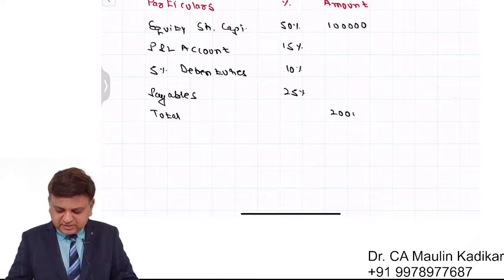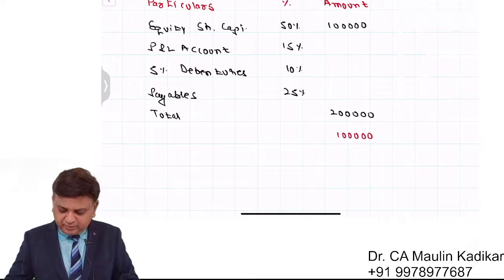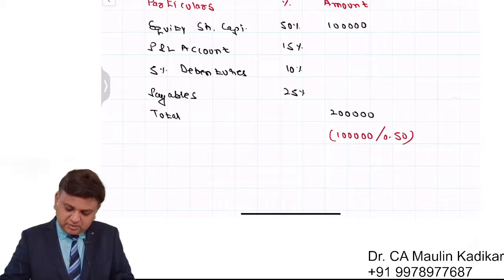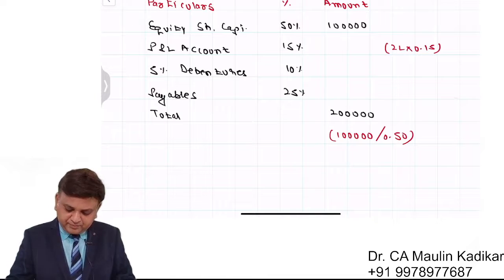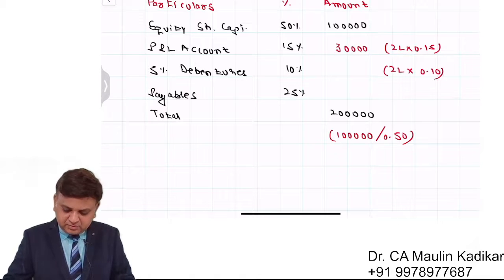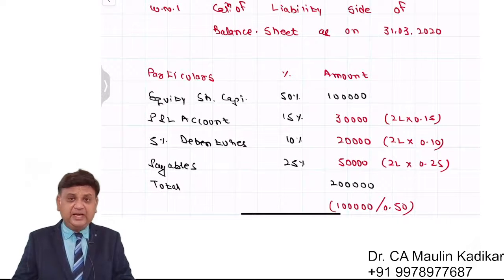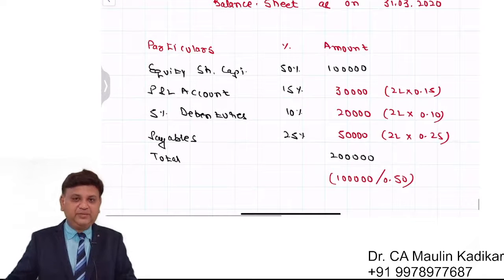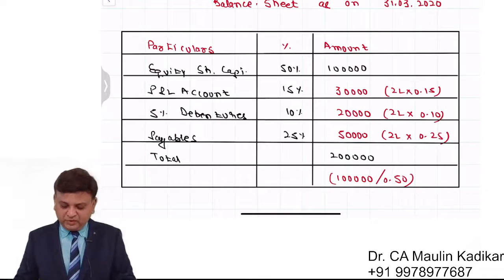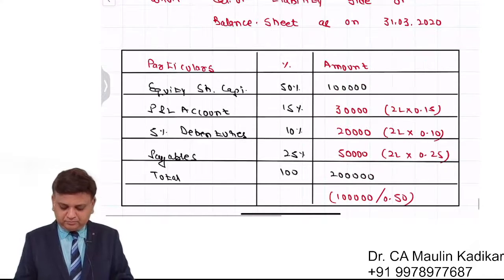Friends, the total will be shown as 2 lakhs. It is 1 lakh divided by 0.5. This 2 lakh will be split. It is 2 lakh into 15%, that comes to 30,000. 2 lakh into 10%, that comes to 20,000. And 2 lakhs into 25%, that comes to 50,000. This is the way we are required to show the liability side of the balance sheet at the end of the year. Please write the answer. Total of the percentage is 100. Okay.